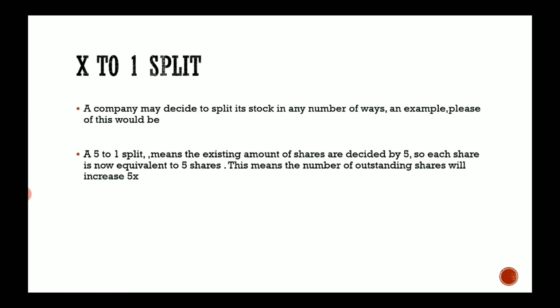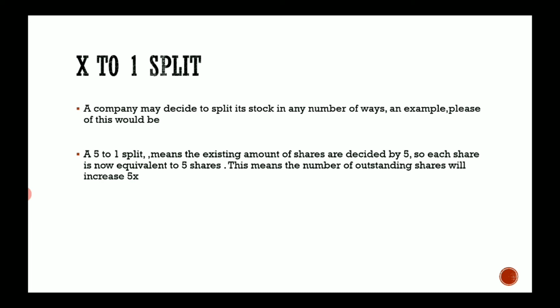So for example, a 5 to 1 split means that the existing amount of shares have been divided by 5. Understandable, very easy to understand right there. So basically each share is now equivalent to 5 shares. So if you owned a share before in the market, that's now equivalent to 5 shares of the same stock. However, each share is worth less.